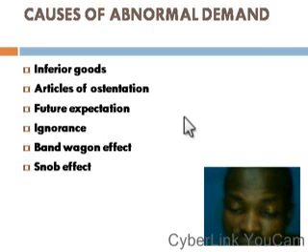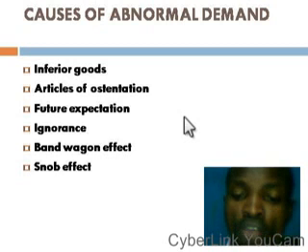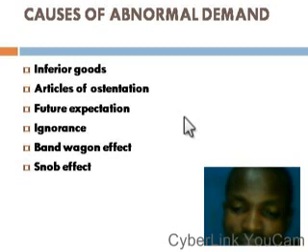That's another factor. Ignorance is another cause of abnormal demand. Consumers tend to buy more of particular commodities at a higher price due to the fact that they lack proper knowledge about the commodity they are buying.